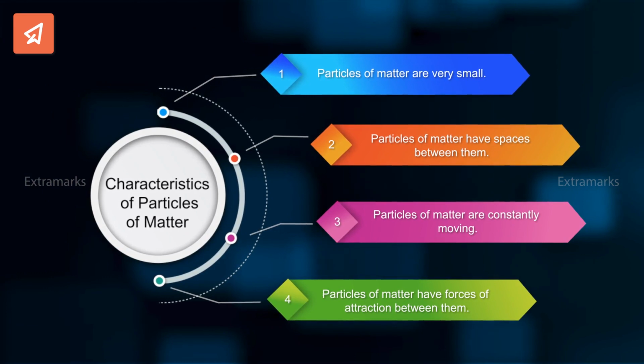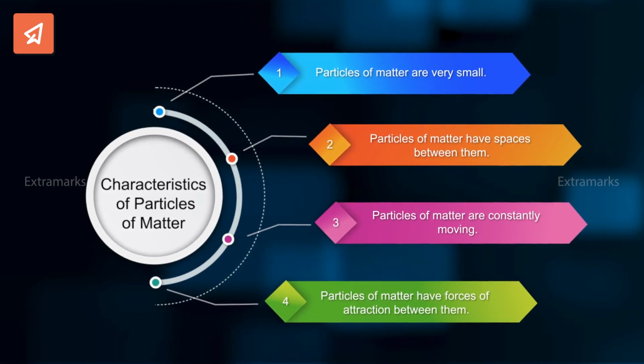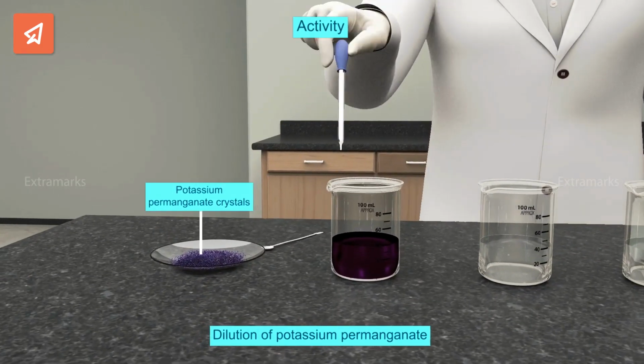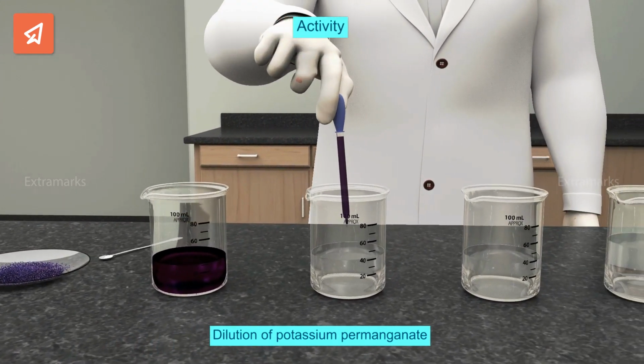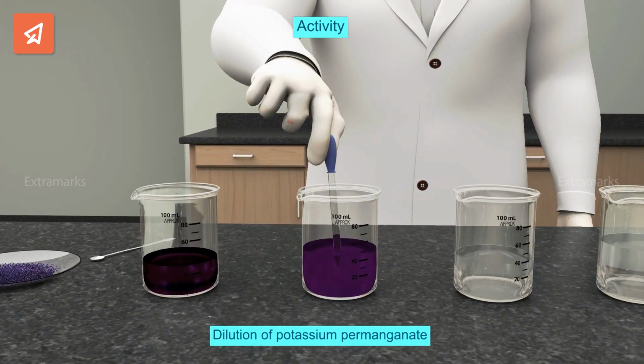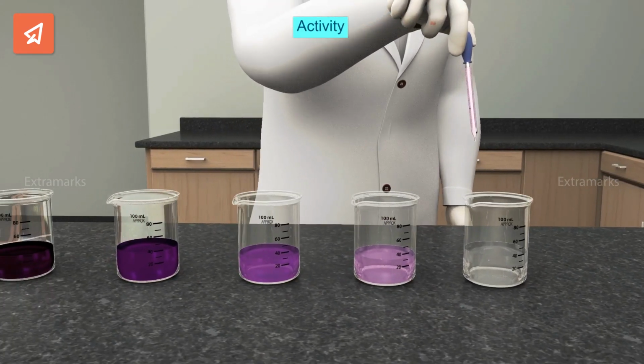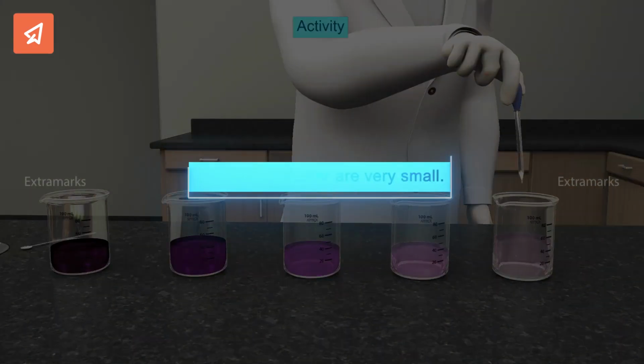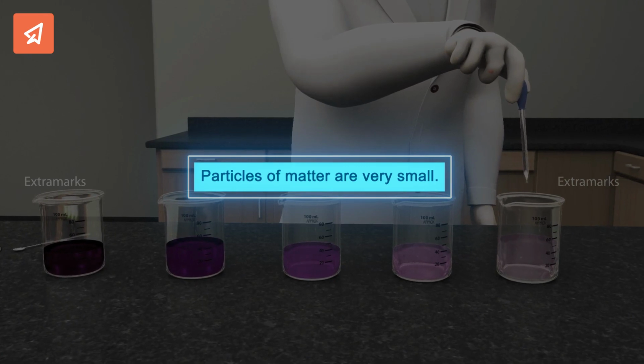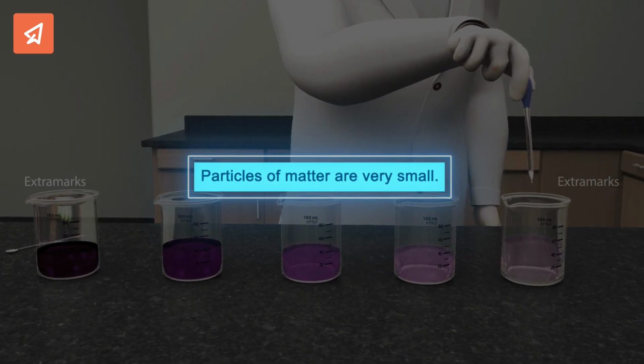Let us validate each individual characteristic of particles of matter. We are quite familiar with the fact that when a potassium permanganate solution is diluted, its color fades, but does not completely go away. From here, we derive the first characteristic of particles of matter, that they are very small.